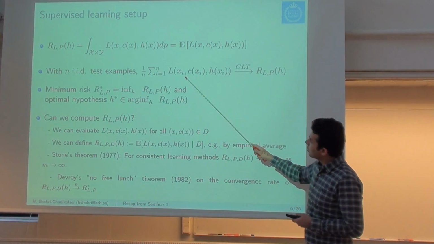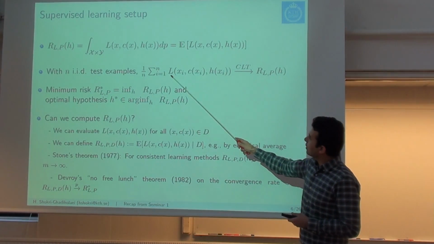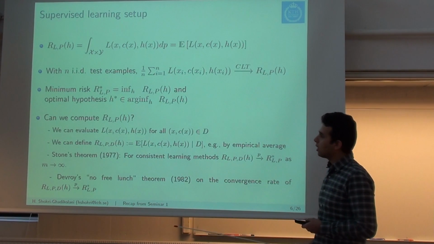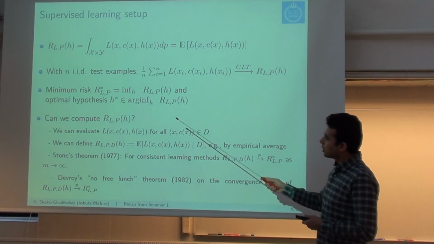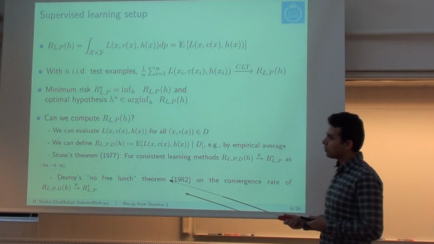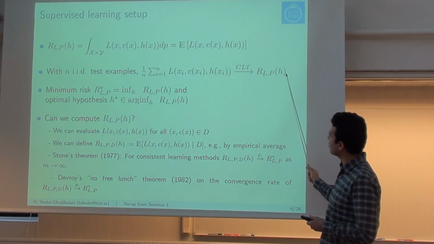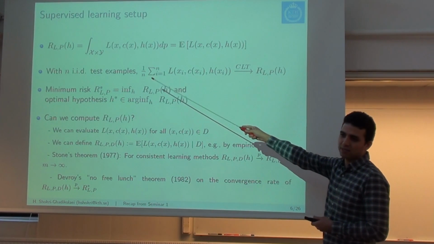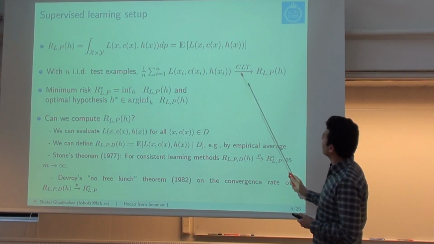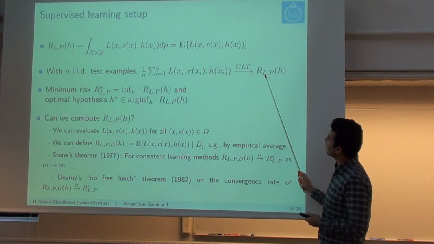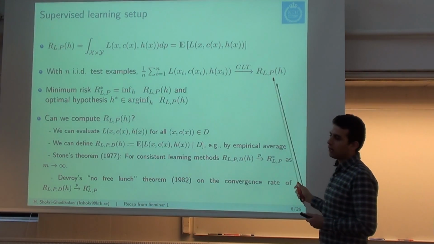For all inputs, unseen samples, you will find this loss function, and then this is the empirical average. And then the point is that if the number of those samples goes to infinity, and if you have IID samples, then with the central limit theorem, this goes to R_L of P. And by the way, what is the meaning of R_L and P? This is a function that will be characterized by these two.